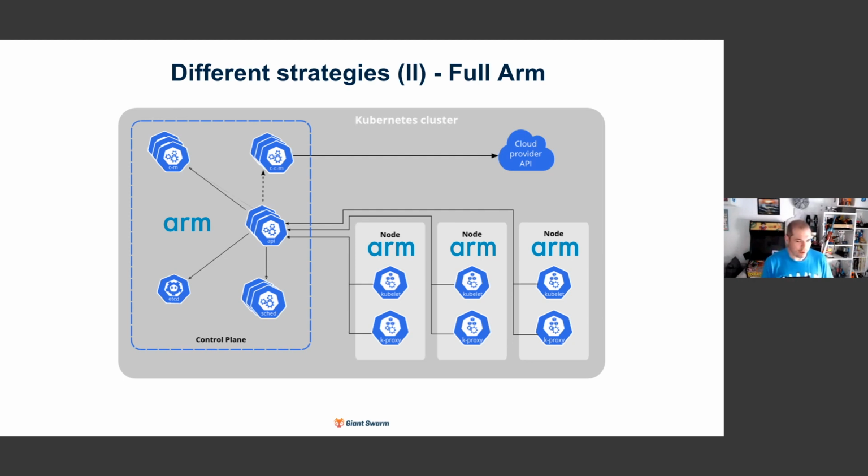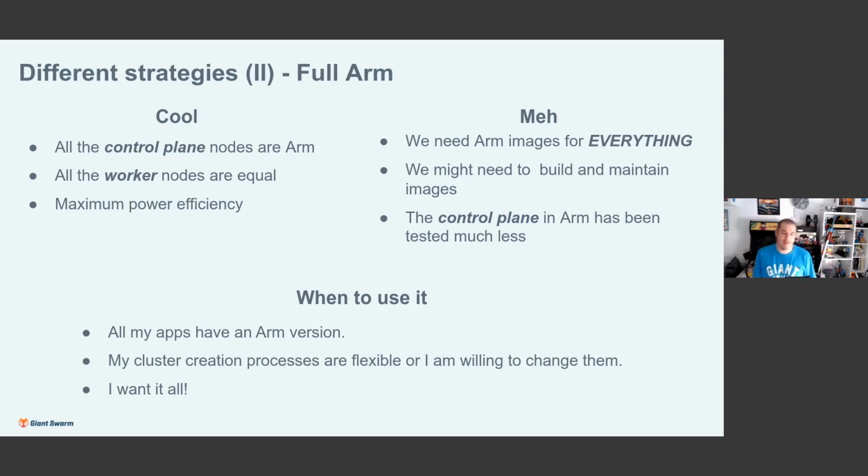The second strategy is more bold, and I would say for me is the best if you can do it. It's go full ARM. All the nodes in the cluster will be ARM, control plane and worker nodes. What's very good about this? All the nodes are equal. This is an advantage because it's easier to forget about multi-arch images or things like that. You get the maximum efficiency because everything is ARM. You don't have any x86 nodes.